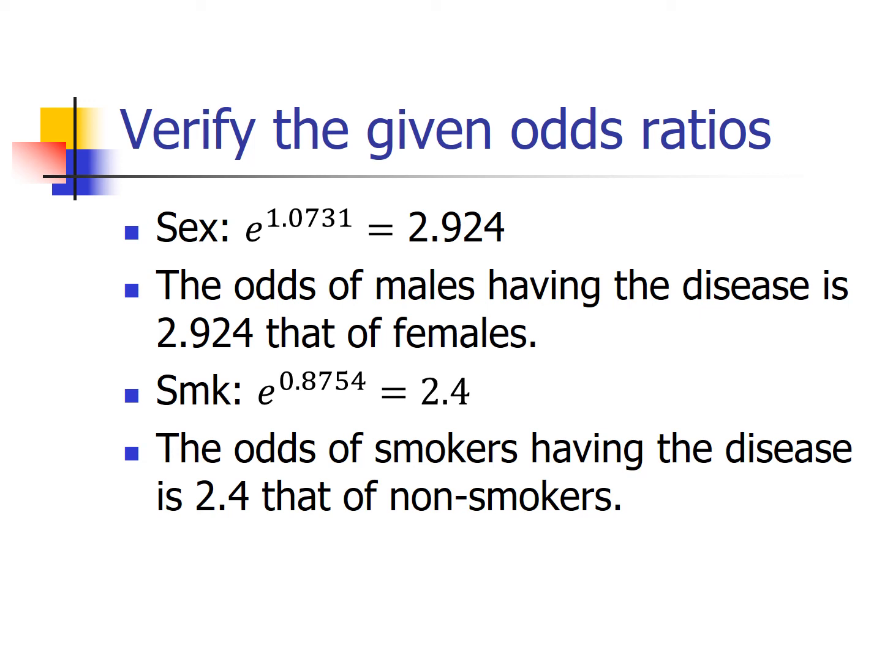And of course, how would I interpret that? I would interpret that as saying the odds of males having the disease is 2.924 times that of females, assuming we're comparing smokers to smokers or non-smokers to non-smokers. And of course, we could also exponentiate the 0.8754 to get an odds ratio for smokers. Now, of course, SAS does this exponentiation for us. The odds ratios were already in our output, but again, I think it's instructive to verify.